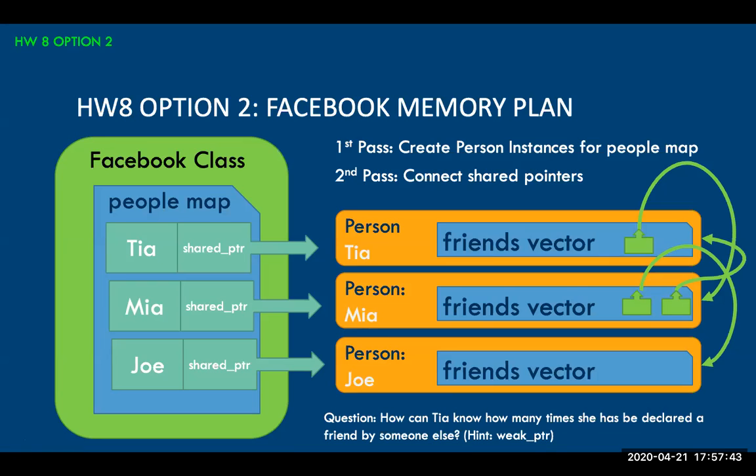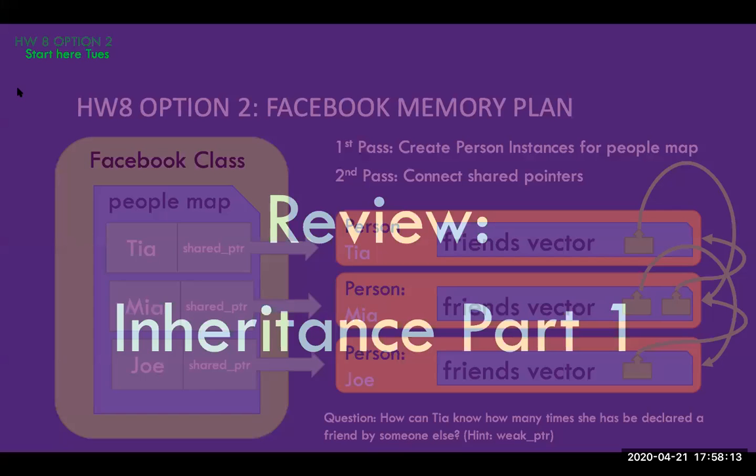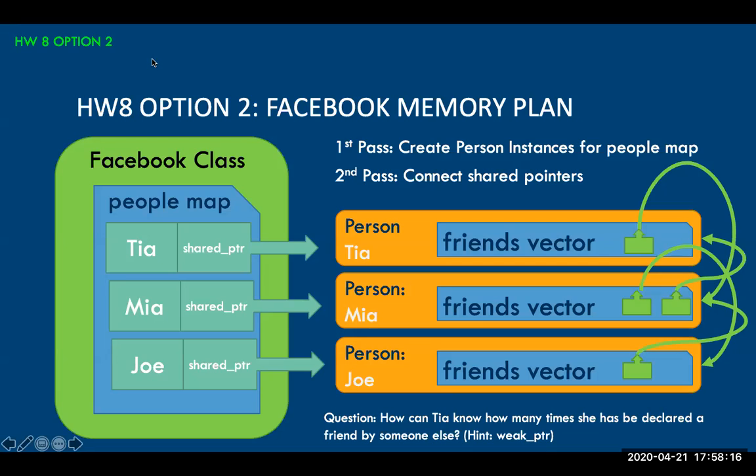Now there's an optional non-bonus kind of thing there for those of you who want to implement the weak pointer, so you can keep track, so Tia can know how many people are referring to her, even though they may not be in her friends list. So that is described in the Canvas, and for those of you who want to give that a try and implement that thing we talked about, that's there. But it's not a requirement, and there's no bonus points on this particular one, but you may find it interesting to pursue. So any questions on part 2, homework 8?